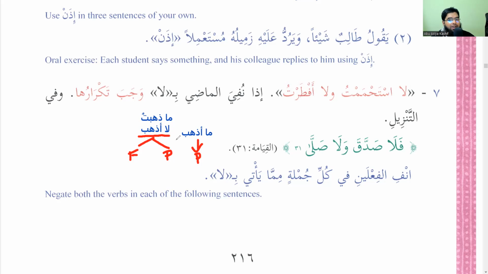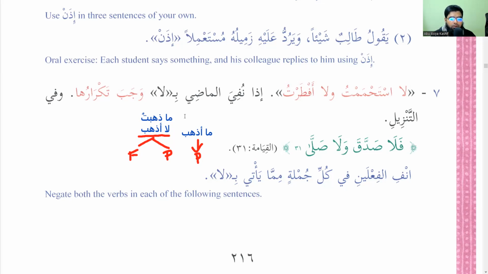Like I don't drink coffee at all, so I say "la ashrabul qahwata". That means I don't drink coffee at all. But if I say I don't want to drink coffee now, I say "ma ashrabul qahwata an", or no need to use "an", it's understood. Now "ma ashrabul", I'm not drinking coffee now. That means I drink regularly, or I'm fine with drinking, but not now.